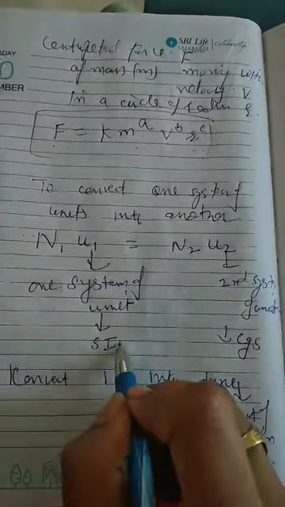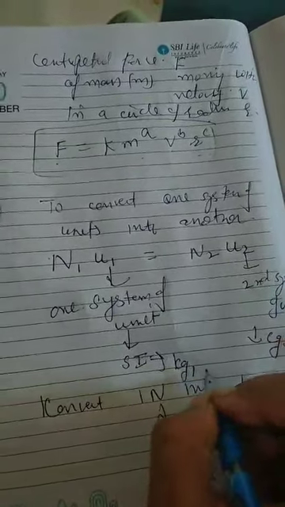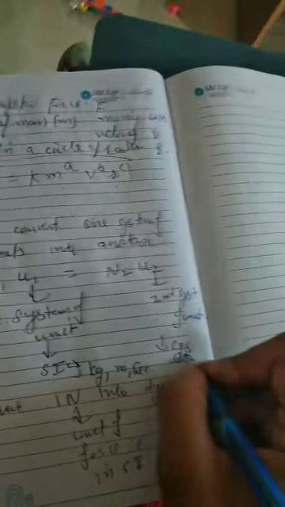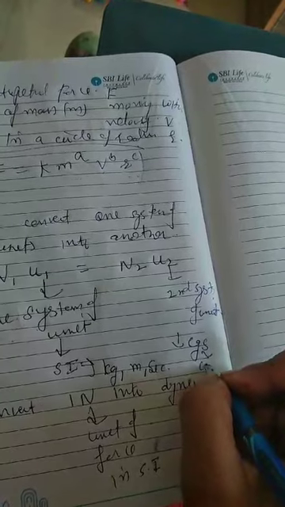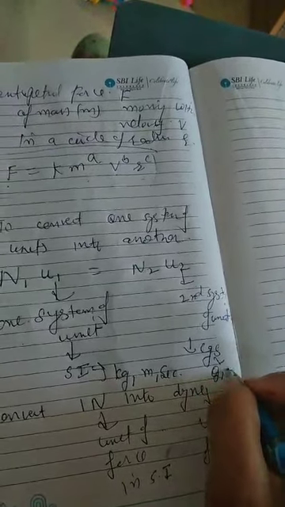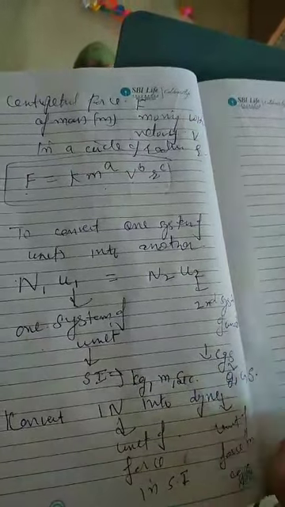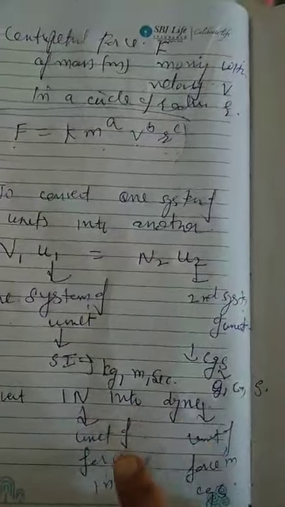We already know that in the SI system, the unit of mass is kilogram, the unit of length is meter, and the unit of time is second. Similarly, in the CGS system, the unit of mass is gram, the unit of length is centimeter, and the unit of time is second. We will do according to that. First of all, the quantity we have to convert, 1 Newton into dyne, is the unit of force.